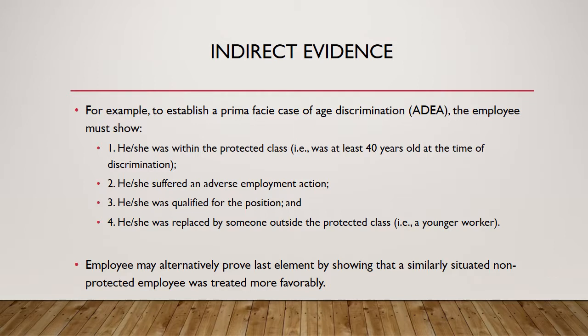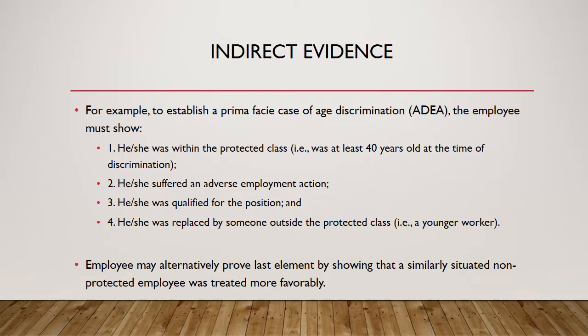Let's use an example so you can see what a prima facie case looks like. Here's what must be established to prove a prima facie case of age discrimination. This is under the ADEA, which we'll talk about in a few minutes. To establish a prima facie case, the employee must establish 4 things: that he or she was within the protected class. The protected class for an age discrimination claim would be that the employee was at least 40 years old at the time of the discrimination. If it was a sex discrimination claim, it would be that the employee is female. If it was for race, it would be that they are a minority.